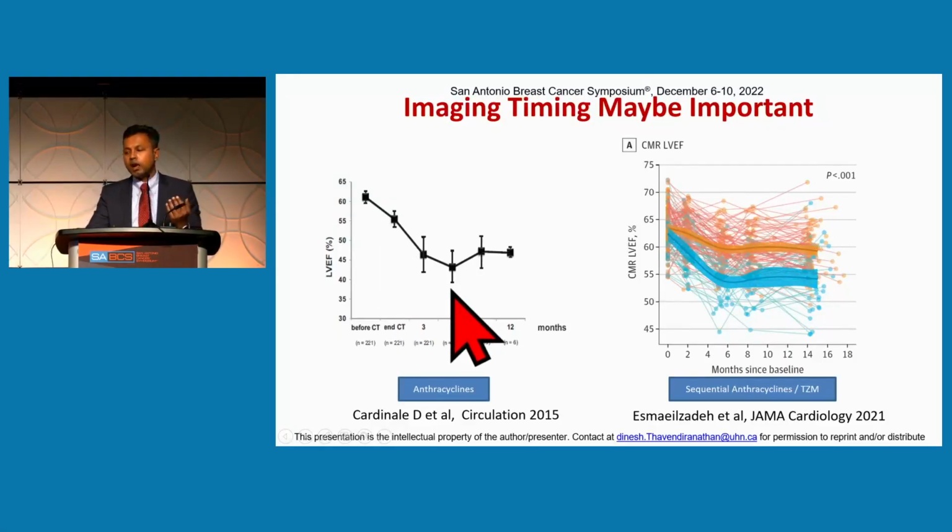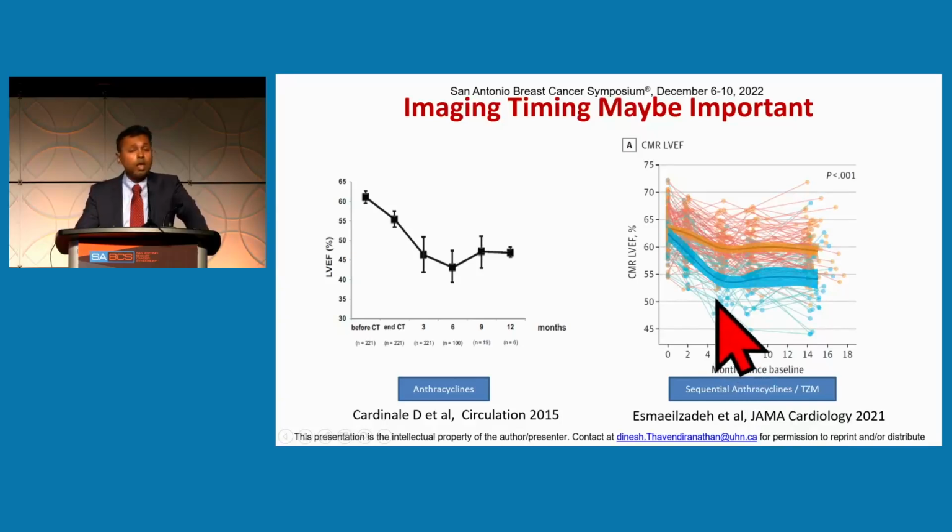This is a study where we followed patients receiving sequential anthracyclines and trastuzumab therapy with cardiac MRI every 3 months. That's the gold standard method. The blue line are patients who develop cardiotoxicity. And you can see the most common time where we identified cardiotoxicity is 3 and 6 months into trastuzumab therapy, so approximately 8 months after initiation of cancer therapy.